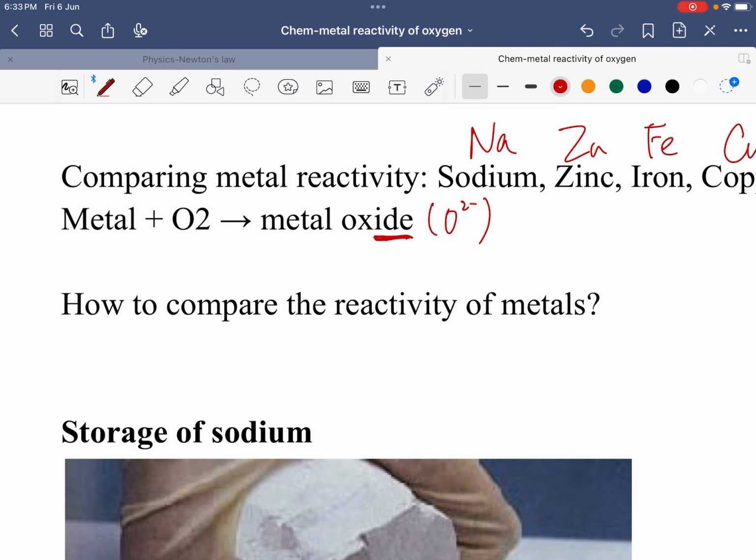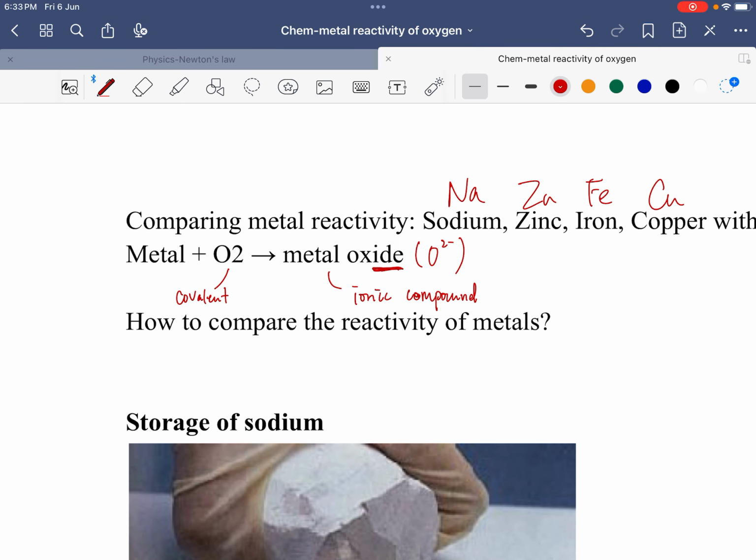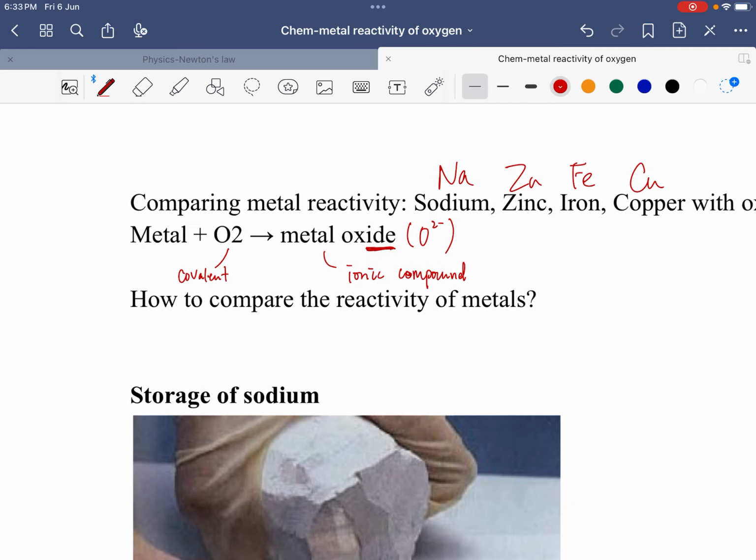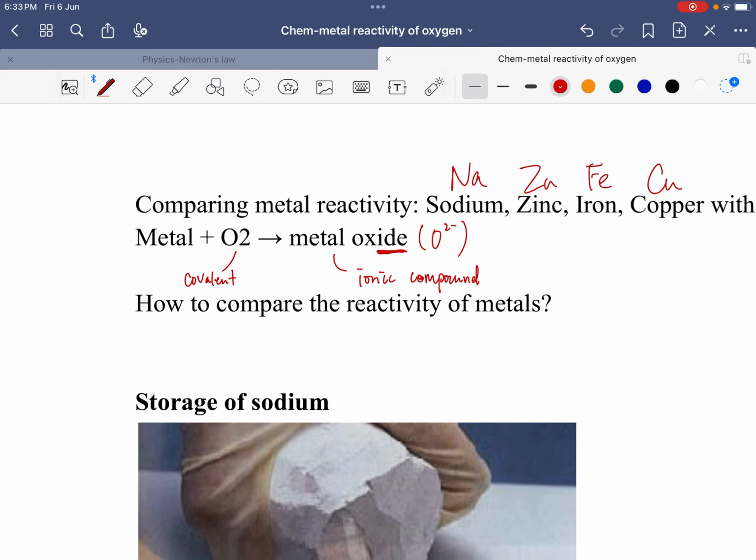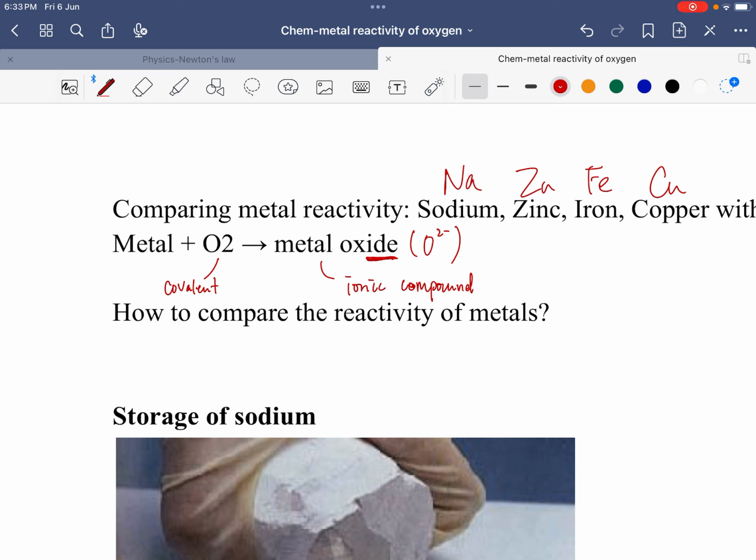So here you can see that metal oxide is an ionic compound, and O2, the oxygen gas molecule, is a molecule, right? A molecule is linked by covalent bonds, and an ionic compound is linked by ionic bonds. I hope that you follow my pace to write down the notes here, so that you can follow my teaching in this lesson.